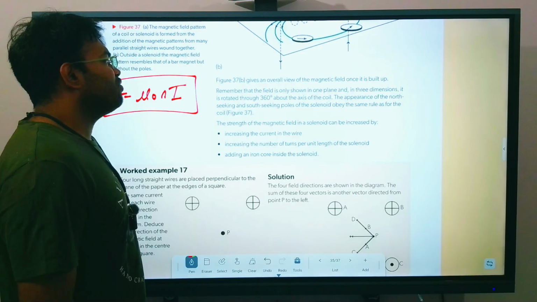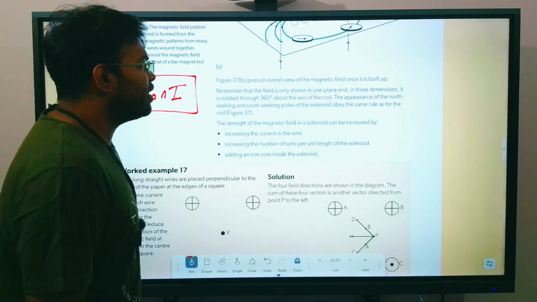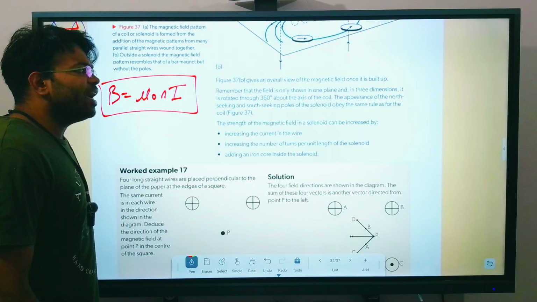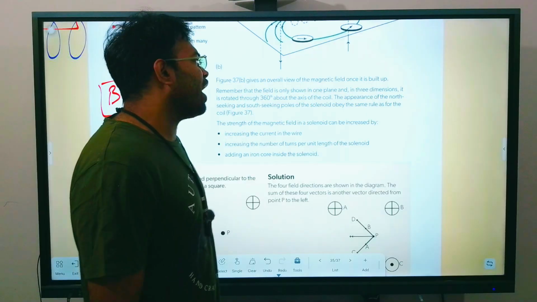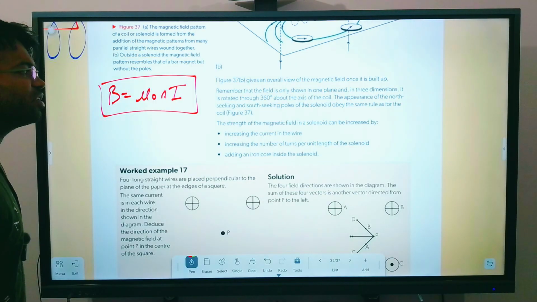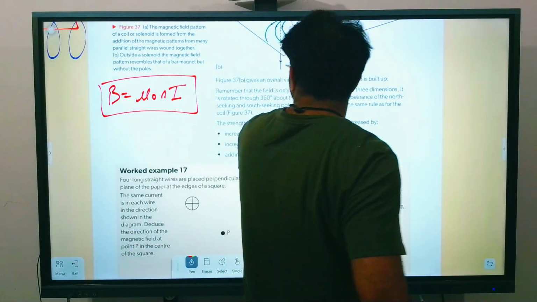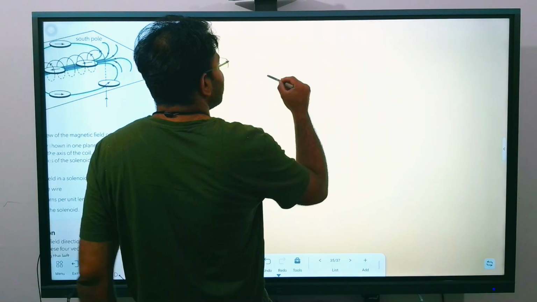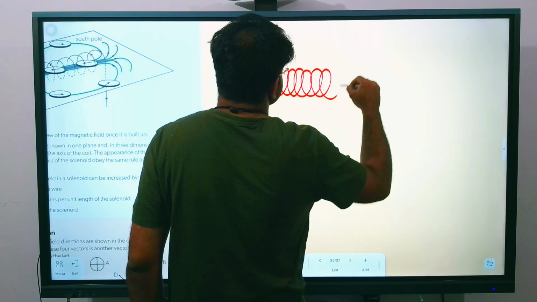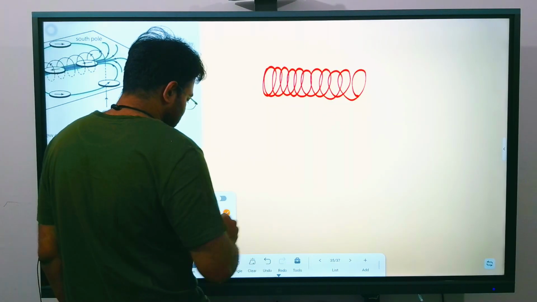Figure 37b gives an overall view of the magnetic field once it's built. Remember that the field is only shown in one plane, and in three dimensions it rotates through 360 degrees above the axis of the plane. The appearance of the north-seeking and south-seeking poles of a solenoid obeys the same rule as that for a coil. So this is how the magnetic field lines look.